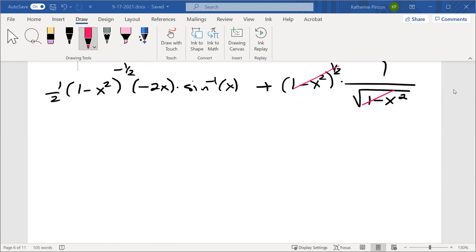Maybe it didn't like the way you typed in sine inverse. Yeah, because I put in sine and then raised to the negative 1. Yeah, so it looks like it wants you to use arcsine instead of sine inverse. Yeah, so try that.